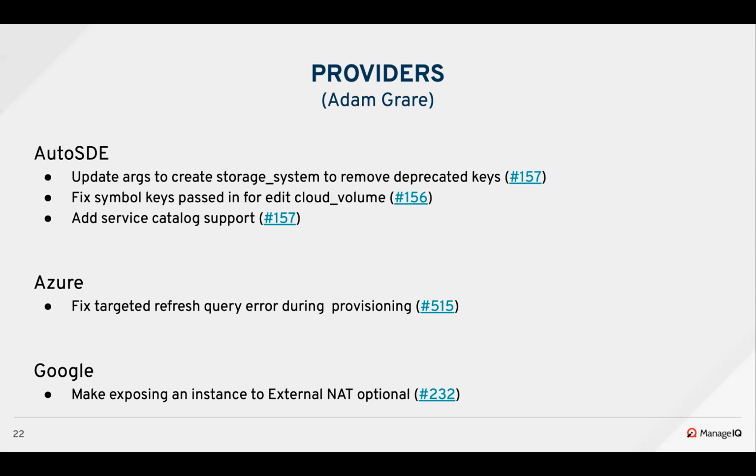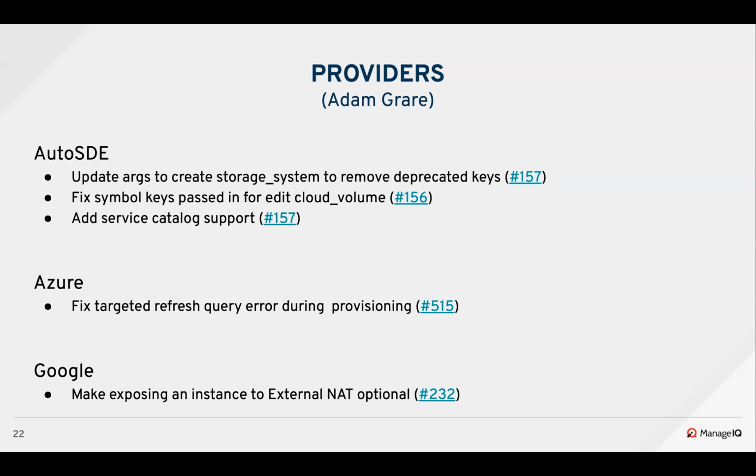For Azure, we fixed a targeted refresh bug that was causing issues during provisioning, where the new VM that got created wasn't being picked up properly because the EMS ref that we're passing in to try to find in the database was coming in as a hash as opposed to just a standard string, which is causing a SQL query failure. The result was that you had to do a manual refresh in order to get the Azure provisioning to be unstuck. So that is fixed in this sprint.